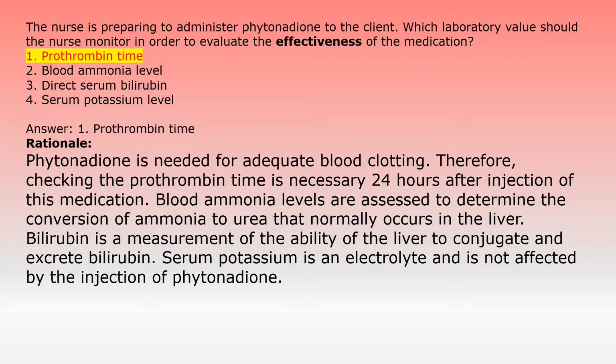Answer. 1. Prothrombin time. Rationale. Phytonadione is needed for adequate blood clotting. Therefore, checking the prothrombin time is necessary 24 hours after injection of this medication. Blood ammonia levels are assessed to determine the conversion of ammonia to urea that normally occurs in the liver. Bilirubin is a measurement of the ability of the liver to conjugate and excrete bilirubin. Serum potassium is an electrolyte and is not affected by the injection of phytonadione.